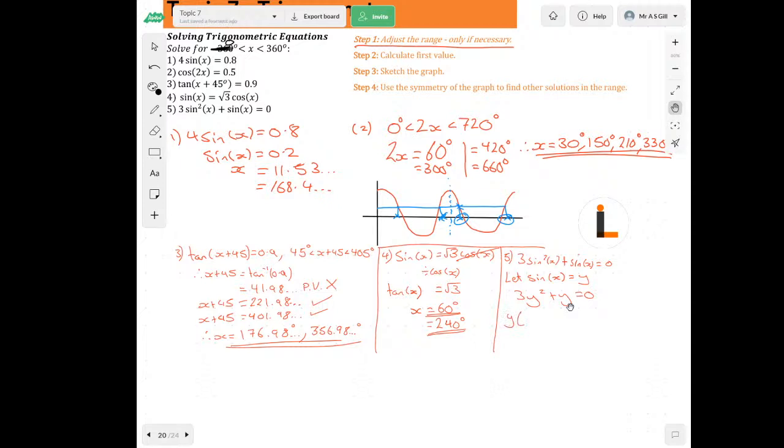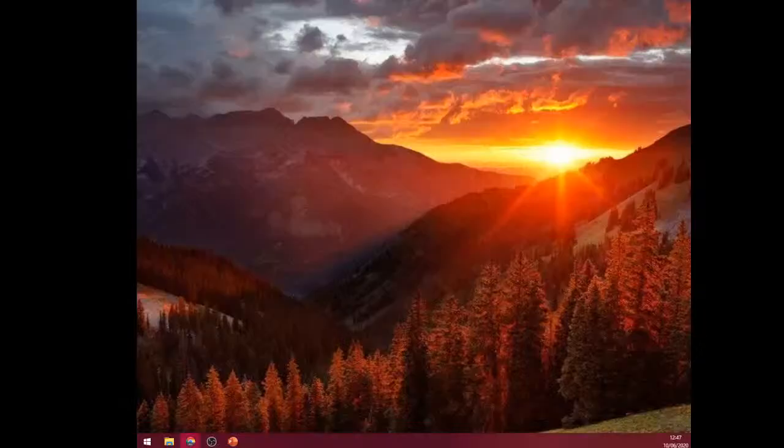So let's factor out the y. And then we can see we get two solutions: y equals 0 and y is equal to minus 1/3. If y is equal to those two things and y is equal to sine x, then sine x must also be equal to those two things. And then again we go through and solve for the values just like we normally would for the two separate solutions.